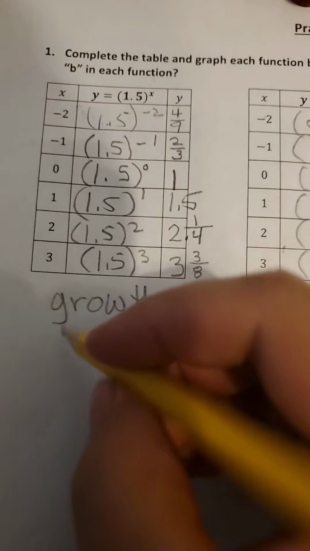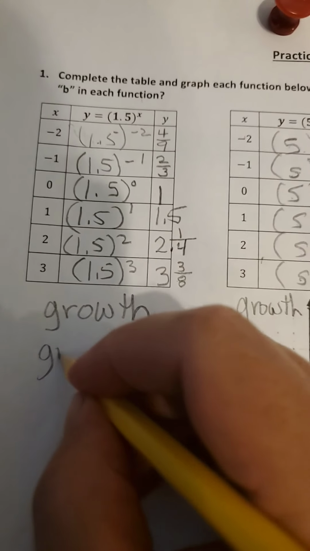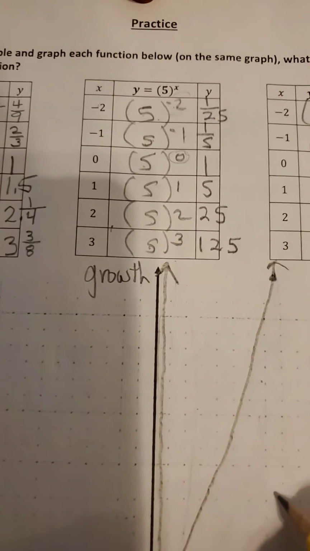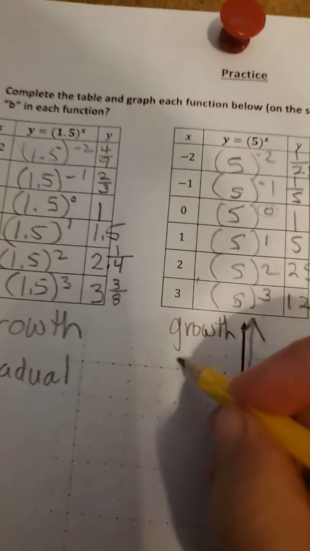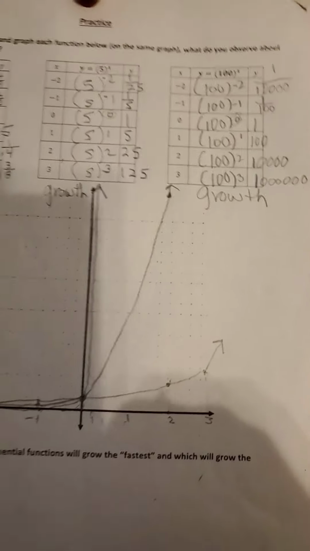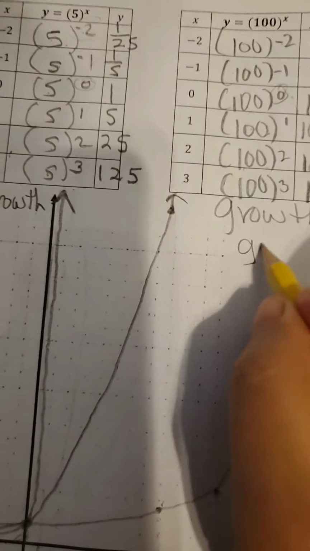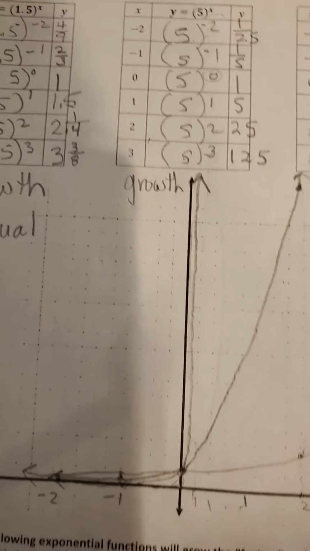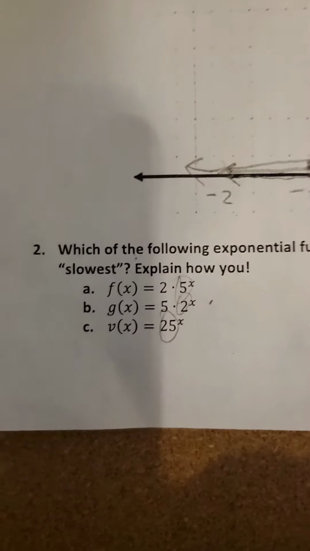So you've got, on this one, you could say its growth is gradual. This one grows quickly, right? And then this is growth that really grows quickly, okay? So this is the greatest, okay? And this one would be the least greatest, okay? So let's look at this one down here.